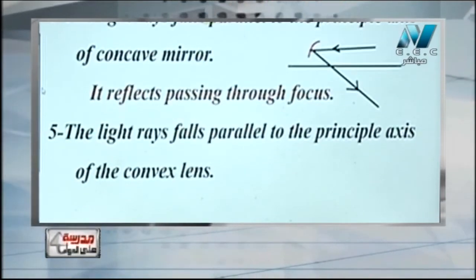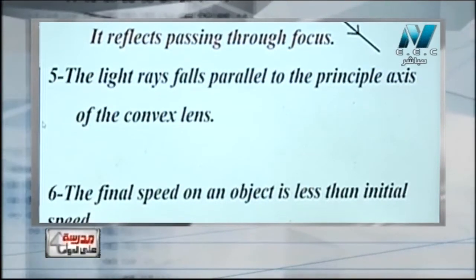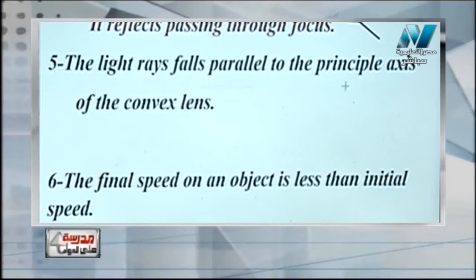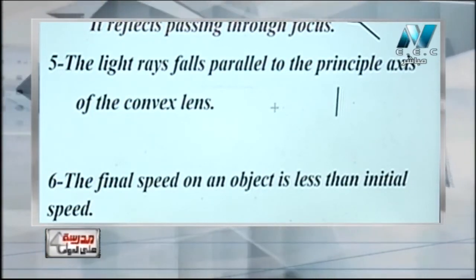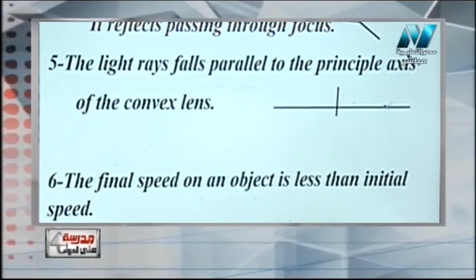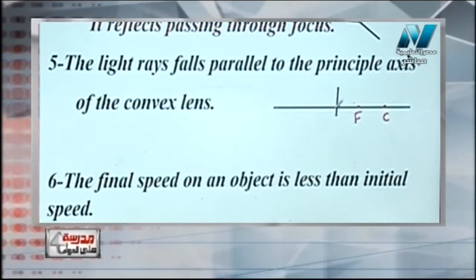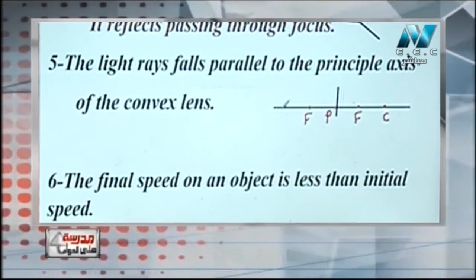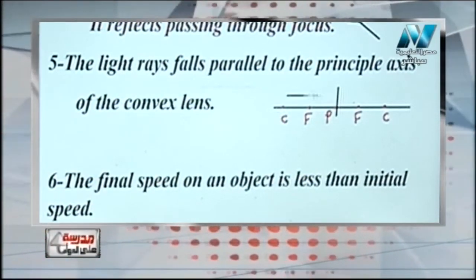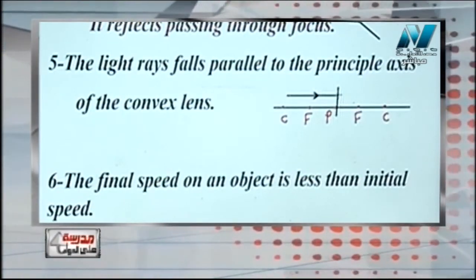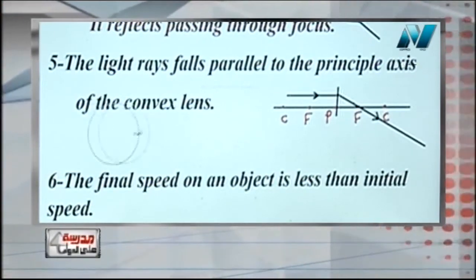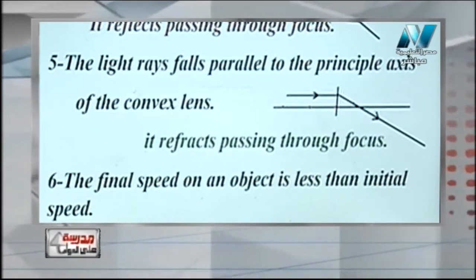The last question in this episode: the light ray falls parallel to the principal axis of a convex lens. Pay attention, here with a lens it refracts. We have a lens like that with two faces, because a lens is part of two spheres. We have center of curvature here, focus, optical center, focus, and here the center of curvature. So if the light ray falls parallel to the principal axis of the convex lens, it will refract, not reflect, through focus, as we see here. So it refracts, passing through focus.